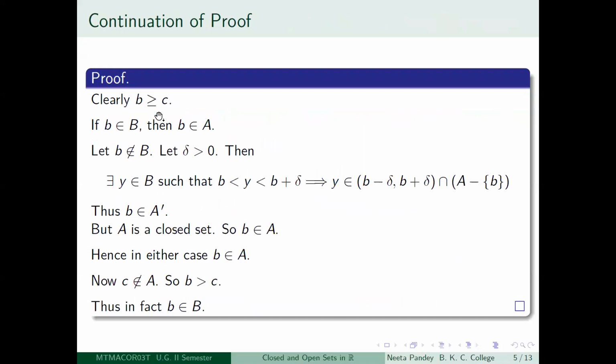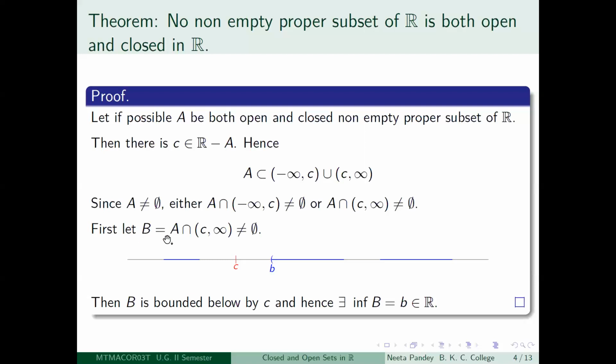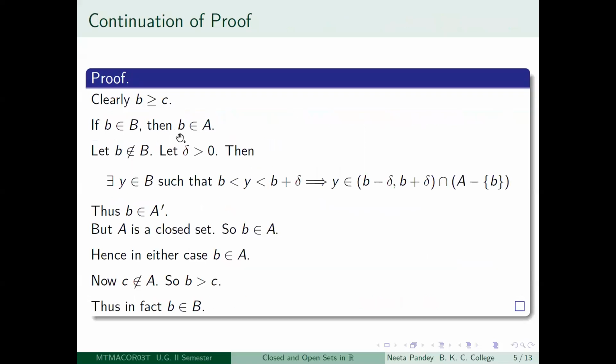So first of all, C was a lower bound and b is the greatest lower bound. So b is greater than or equal to C. Now there are two possibilities. b may belong to B or b may not belong to B. So if b belongs to B, first of all, then obviously b belongs to A, because what is B after all? B is the intersection of capital A with open interval C to infinity. So capital B is a subset of capital A. So if little b belongs to capital B, then little b has to belong to capital A, first of all.